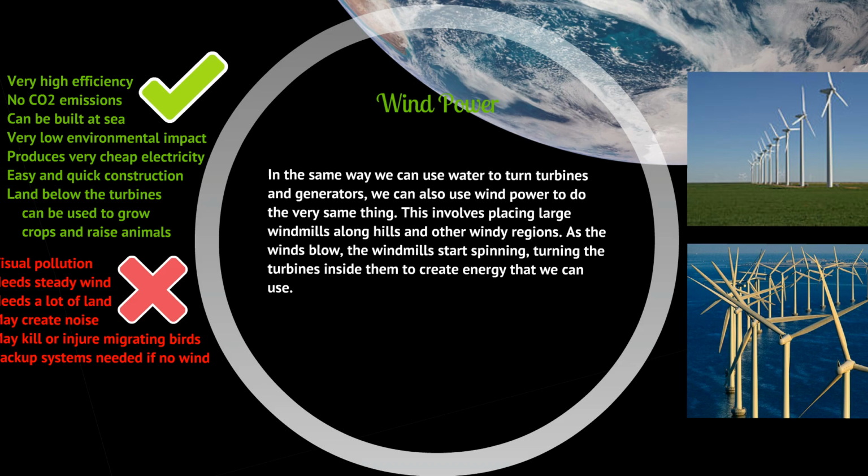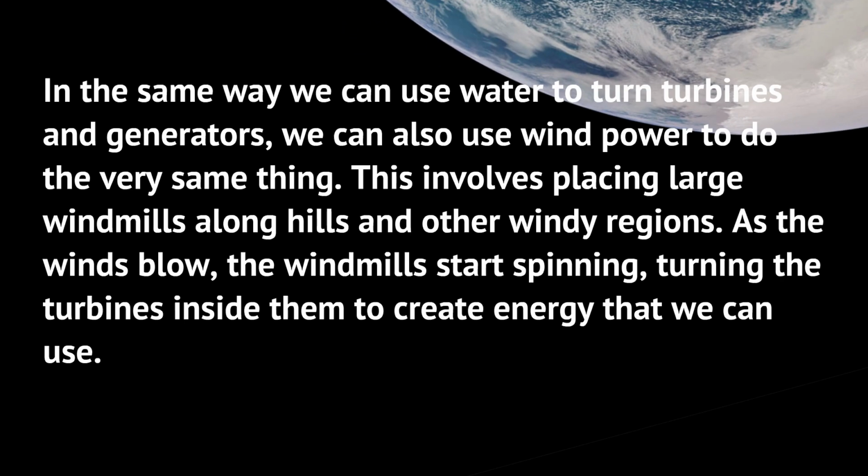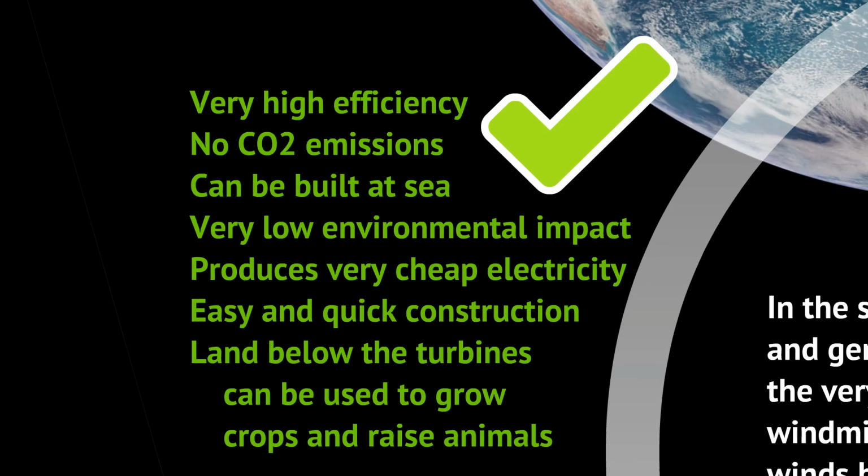Next, we got wind power. In the same way you use water to turn turbines, we can use winds. You can be placing them along hills or other windy regions, and as the winds blow, windmills start spinning, turning the turbines inside them to generate the energy that we can use. So, windmills, very efficient. Next, they don't produce any CO2 because windmills aren't burning. In fact, they're just turning. Next, you can build them at sea. You don't have to use land, so we can save the precious land resources we've got and put them out in the ocean.